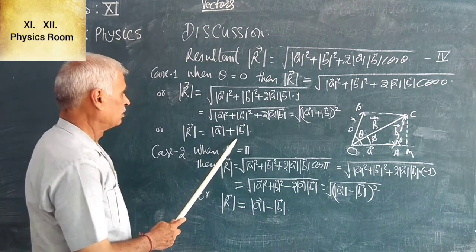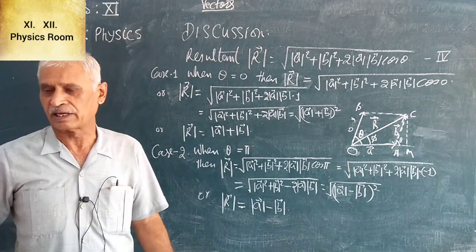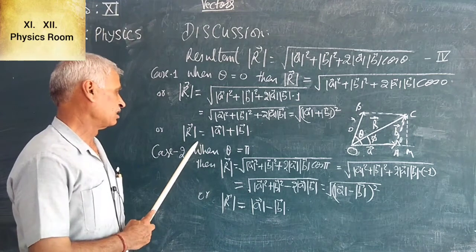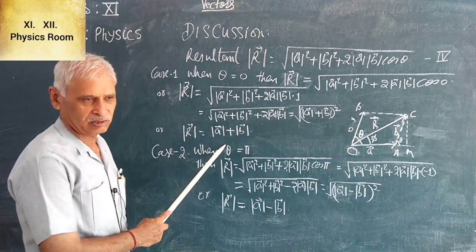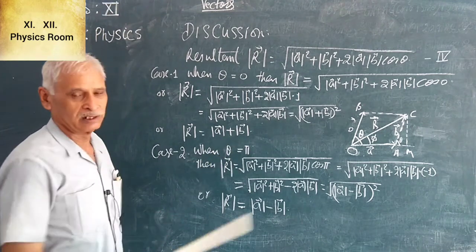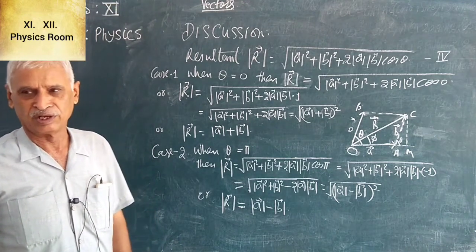So when theta is 0, means the two vectors are parallel or in line with each other, then their resultant is given by the addition of their magnitudes. So you remember this result. This result is applicable in so many situations which will come up in near future.